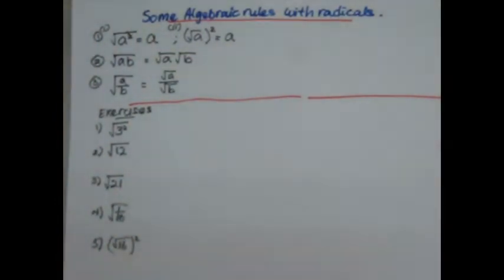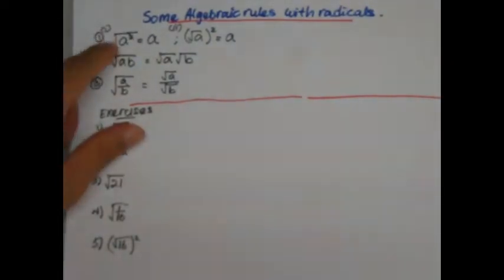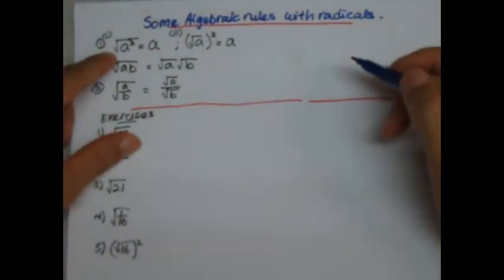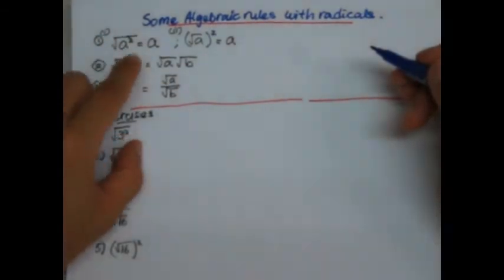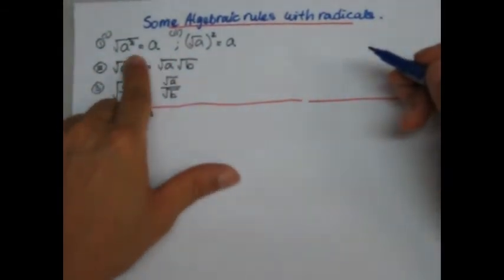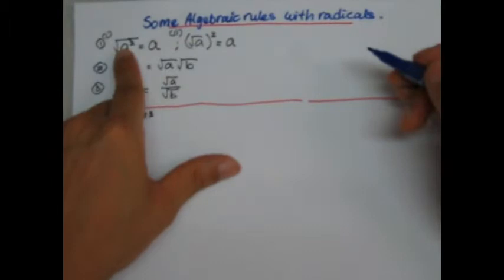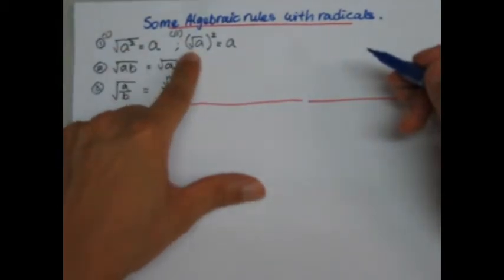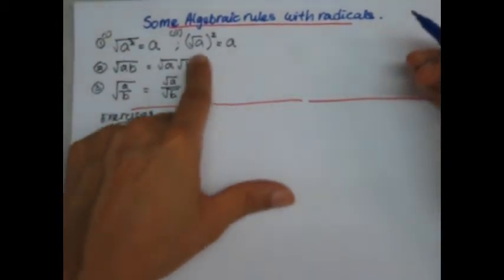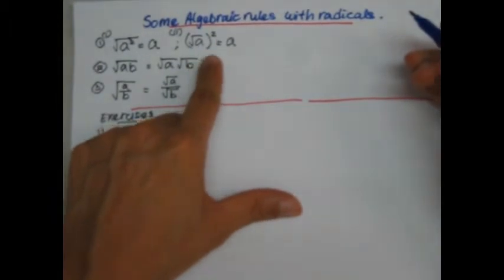Today we talk about some algebraic rules with radicals. A radical is like this: square root, for example, usually called the square root of a square. We look at rule number 1 and 2 first. Rule number 1, part 1, and rule number 1, part 2. But it will be easier to start with rule number 1, part 2.